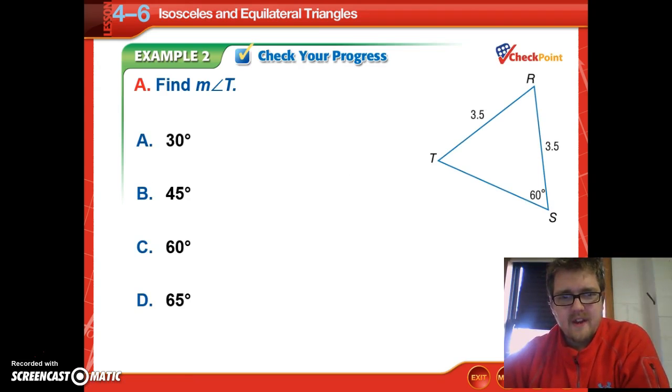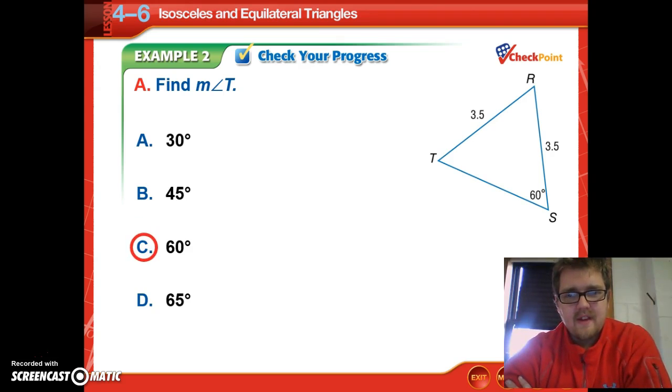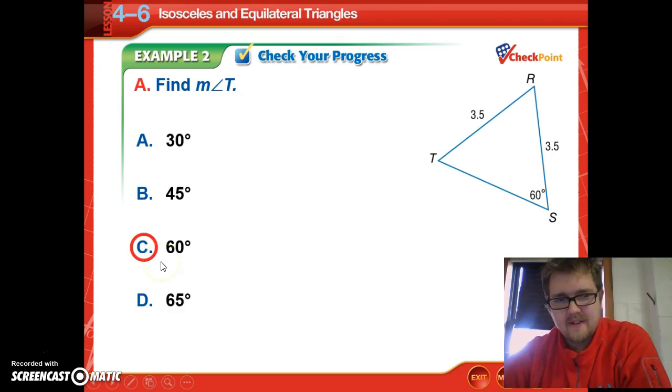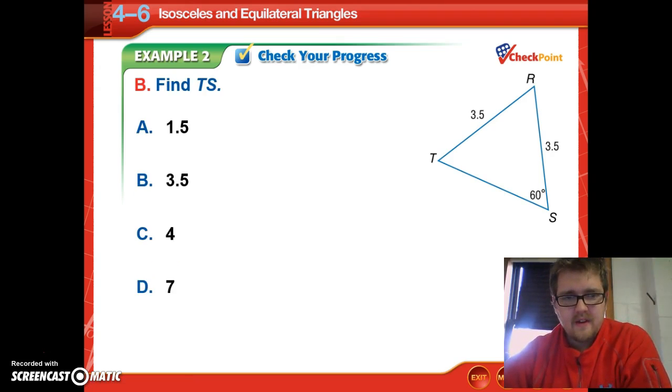So let's go ahead and pause your video here, check your progress, find the measure of angle T, and hopefully you chose 60 degrees, because we have these equal sides, and that means if this one has to match angle T, which is 60 degrees. So finding TS, hopefully you see that TS is indeed 3.5. Because if this is 60, this must be 60. We have an equiangular triangle. It must also be equilateral, so that side TS must be 3.5.